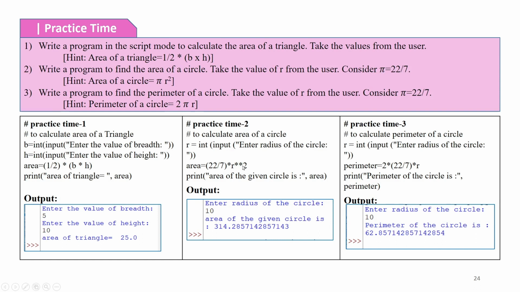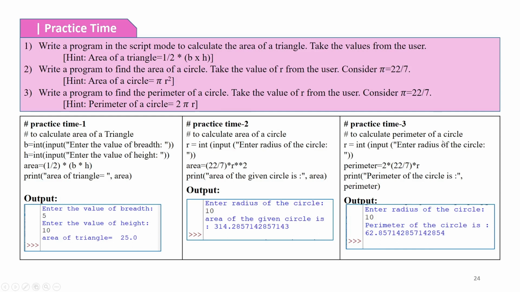Just remember this. This is 2 pi r. Print area of the given circle is equal to area. So enter radius of the circle. This 10 will go into r. So area of the circle will be 314.2857 and so on, whatever the result has come.